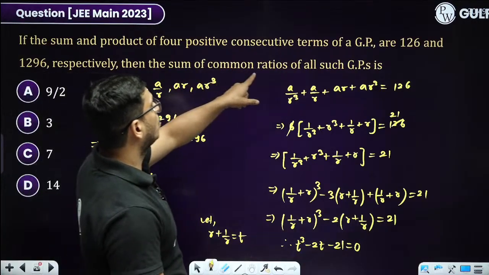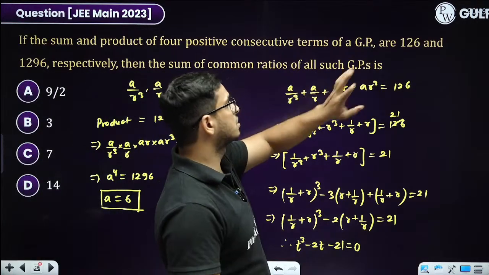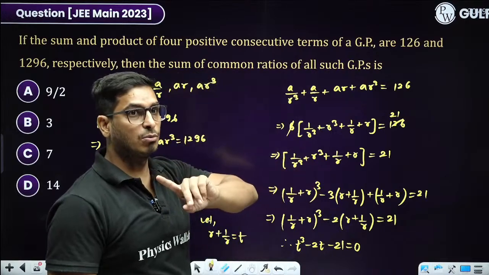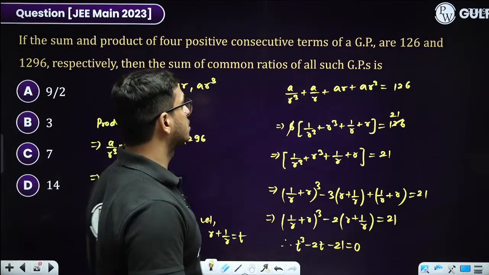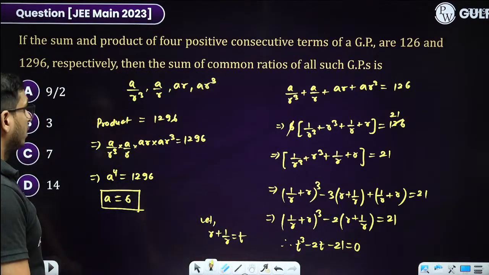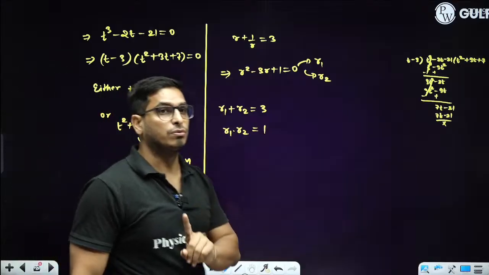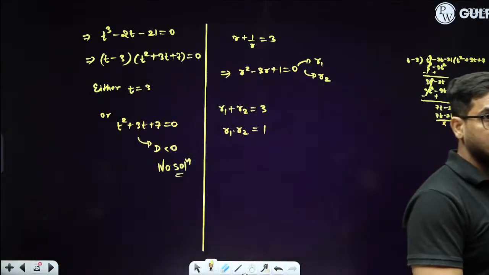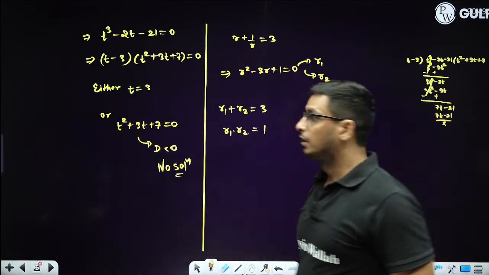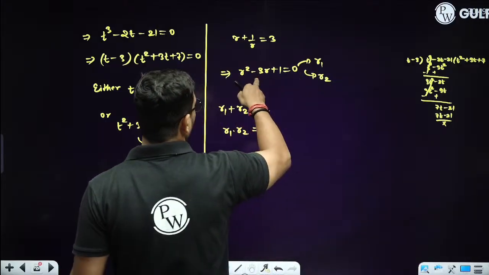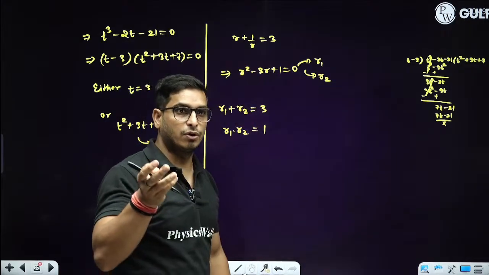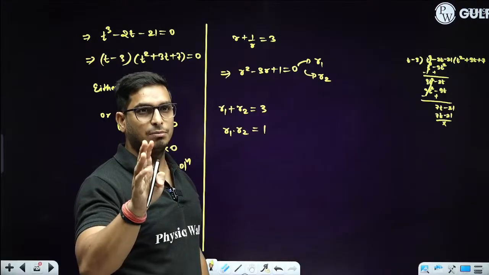of common ratios of all such GPs is. Sum of common ratios of all such GPs means we have to find r1 and r2. Because when you find r from here using the quadratic formula, it will give you something irrational.